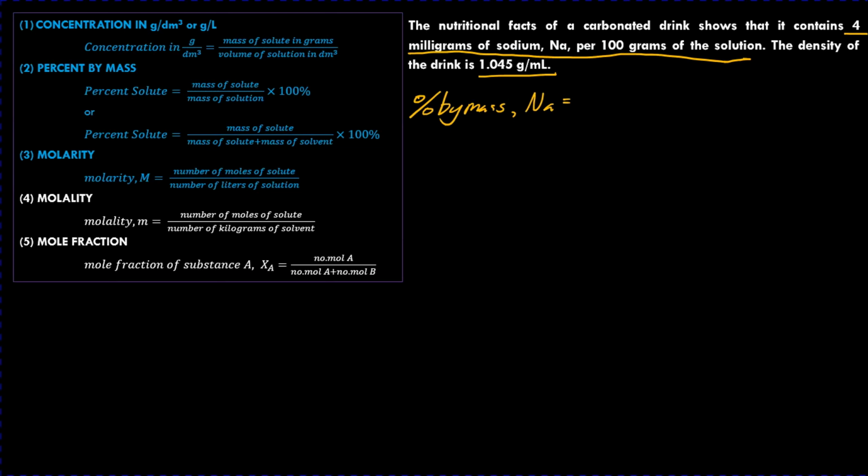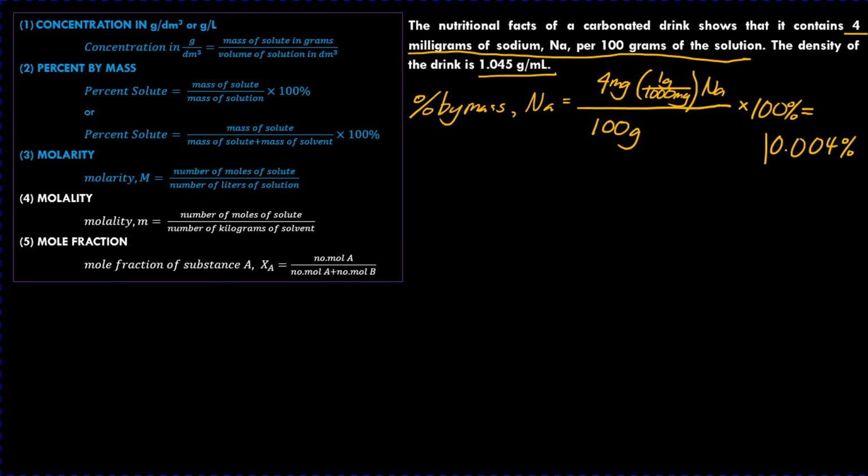So we need consistency in units. So it's either we express this in milligrams to have milligram over milligram, or this one, milligram to gram. So let's try converting 4 milligram to gram. And then this is the solute, sodium. And our solution, which is 100 grams in mass. So here the percent by mass of sodium is 0.004%. So the solution is 0.004% by mass sodium.